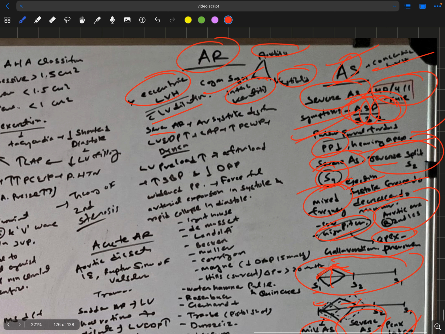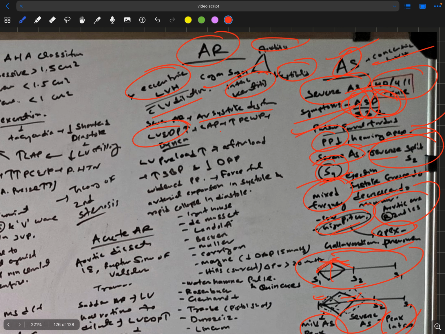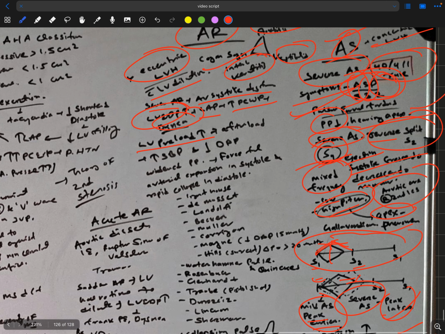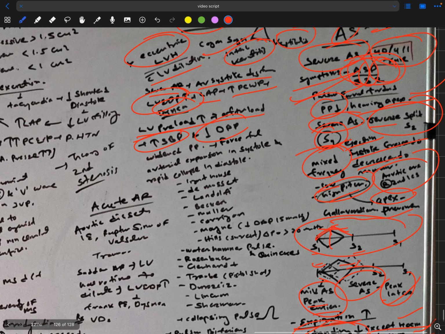In case of severe AR, there will be left ventricular systolic dysfunction, increase in LVEDP, and increase in LAP, with pulmonary capillary congestion leading to dyspnea. When there is increase in LV preload, the afterload will increase. That will lead to increase in systolic blood pressure and decrease in diastolic blood pressure, because during diastole blood is flowing from the aorta into the left ventricle due to the regurgitant valve. That leads to widening of pulse pressure. When SBP increases, DBP decreases. That will lead to widened pulse pressure, so there will be forceful expansion in systole and rapid collapse in diastole.